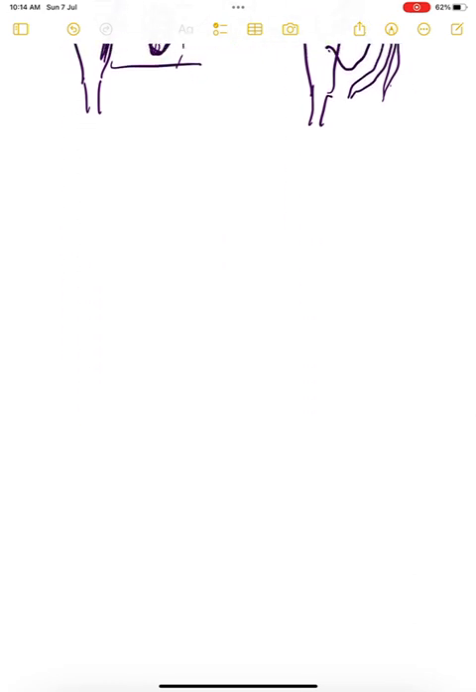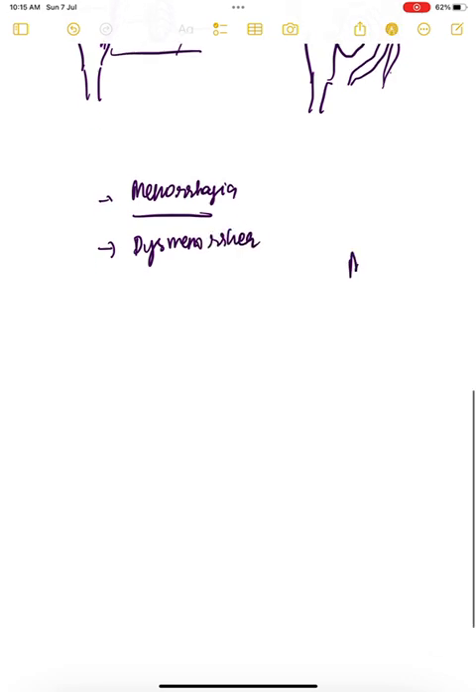So will the patient of fibroid come with menorrhagia or hypomenorrhea? Yes, the patients of fibroid will come with menorrhagia, not with hypomenorrhea. Okay, and they may come with dysmenorrhea, that is, they will have pain while menstruating, dysmenorrhea. So will they come with menouria?